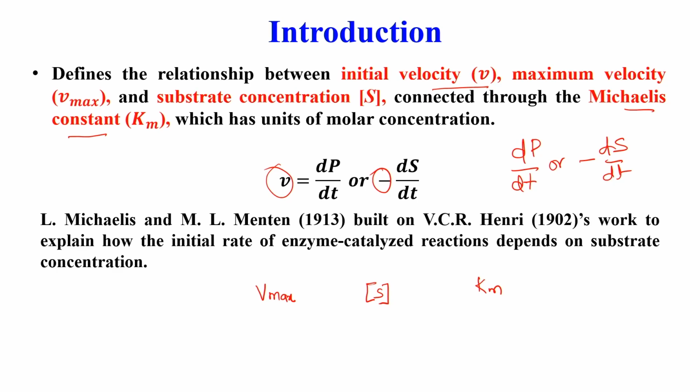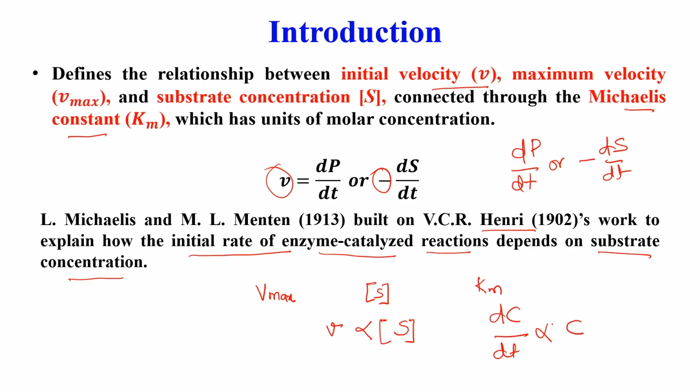So, Michaelis and Menten in 1913 built this model based on Henri's work. The whole idea was how to explain the initial rate of an enzyme-catalyzed reaction that depends on the substrate concentration. So, it says the rate depends on the substrate concentration. This is very similar to a chemical reaction where dC upon dt is proportional to C, and here we write the rate constant K.